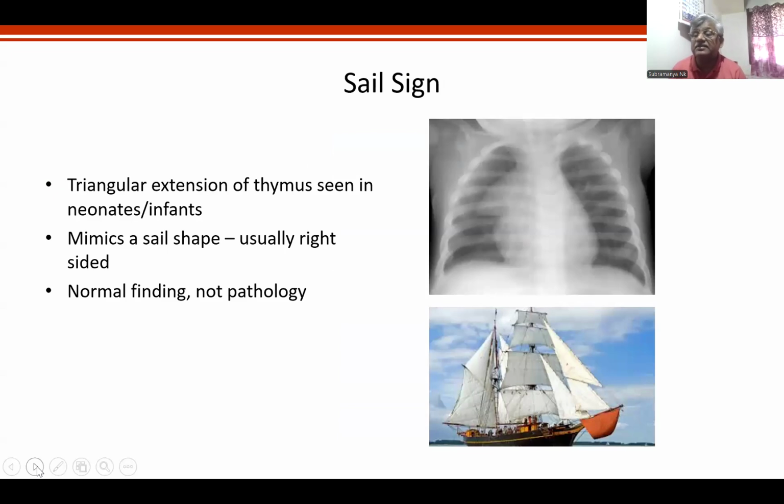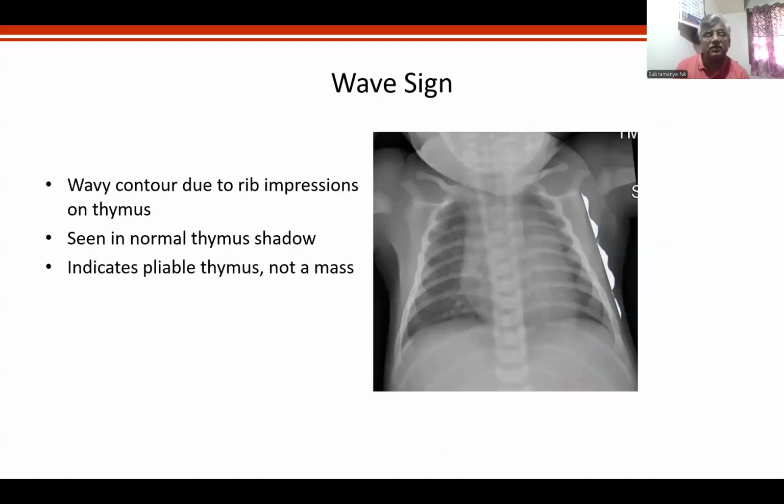There is something called the sail sign. How do you identify thymus? When you say it can mimic, I need to identify whether it's thymus or not, isn't it? It's not fair if I tell you it can mimic and then close. For identifying, there are two signs which I will tell you. A sail sign means this is a sail. It can be on the right or left. It is easy to identify a thymus. This sign is very important. This sharp cutting, you understand? This is called the sail sign, and it is usually right-sided, a normal finding, not a pathology.